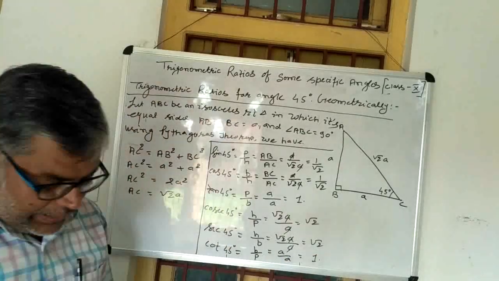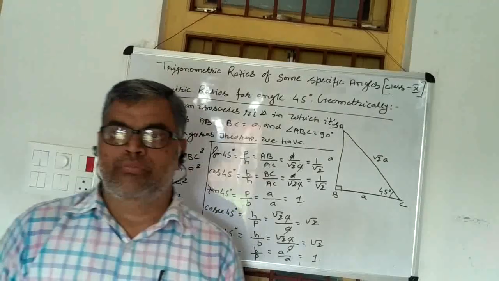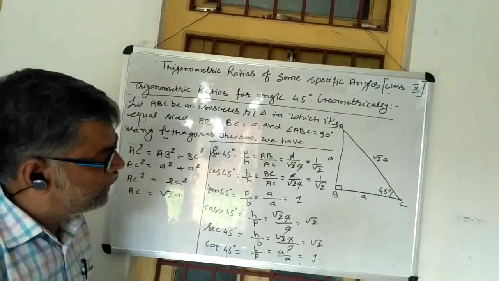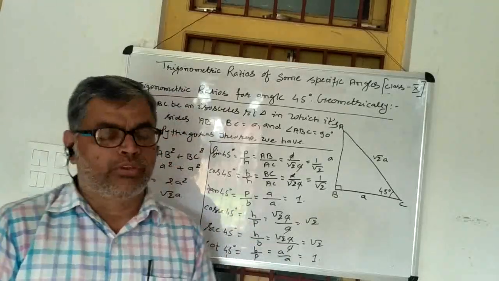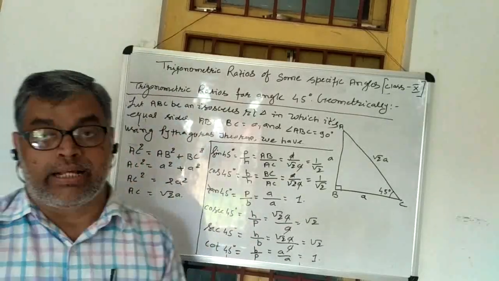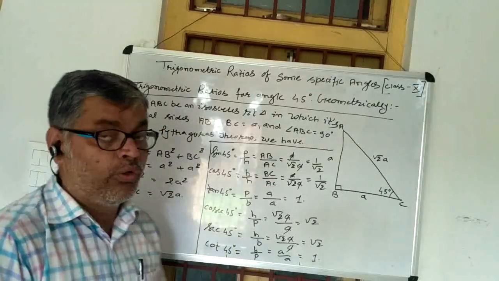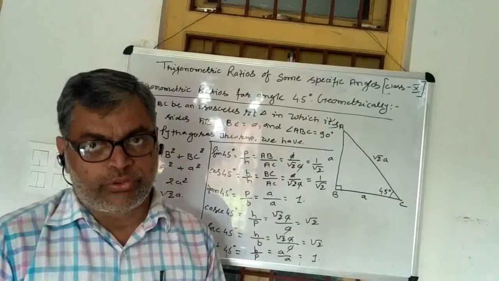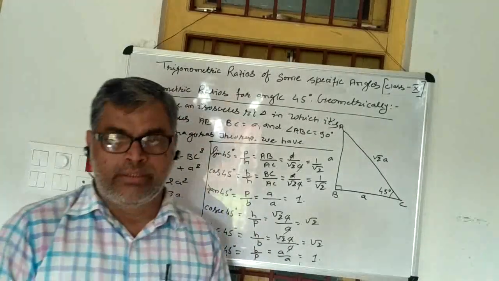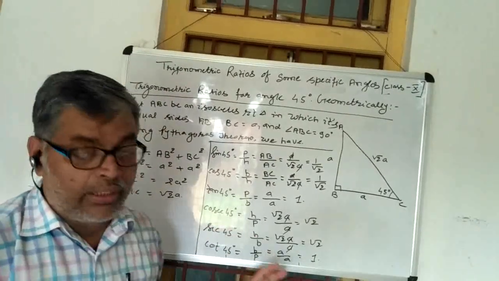So you see that in this way we can find the value of all trigonometric ratios geometrically. Now the values for 0 degree and 90 degree are left, which I will discuss in our next video, and I hope that all of you students have understood the topic that has been taught today.